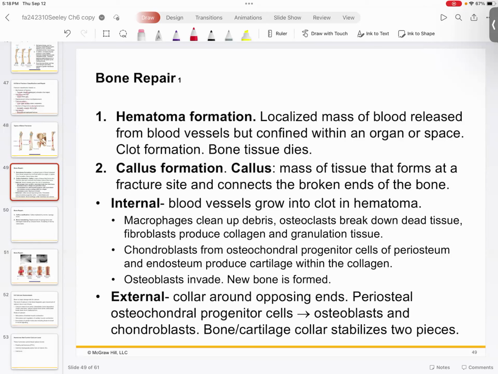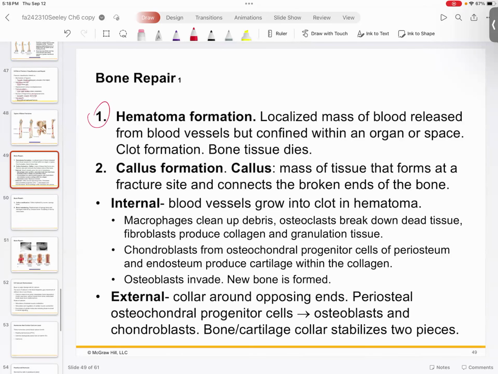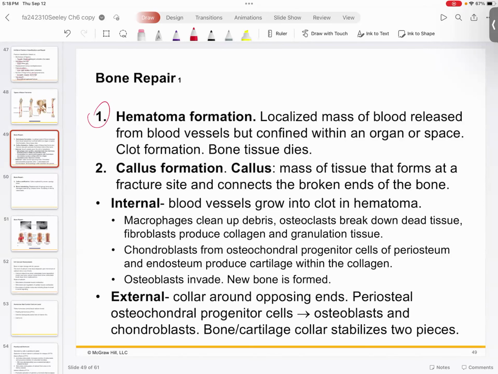So it comes in a couple of different steps. First of all, the first step after a bone break is to form a hematoma, right? So basically, a hematoma is simply just a large blood mass. Because when you break a bone, remember, bones are very vascular. There's lots of blood vessels going through the medullary cavity.